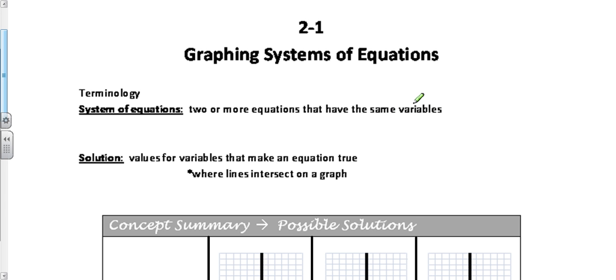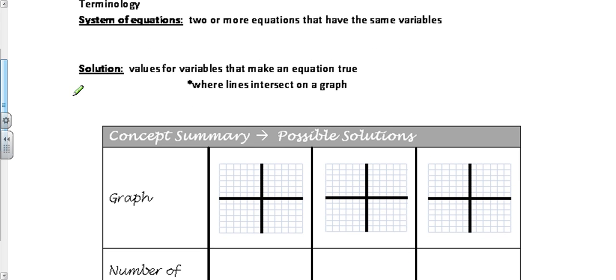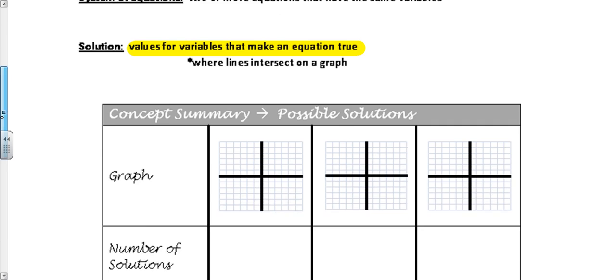Now we're going to deal with two mainly, but you can also deal with three or four equations at the same time so long as they all have the same variables. In most cases we're dealing with x and y. Now solutions, when you have a system, come from different ways. And they are the values for variables that make an equation true. So in other words, if we have two equations, the point that works for both equations is considered a solution to the system.